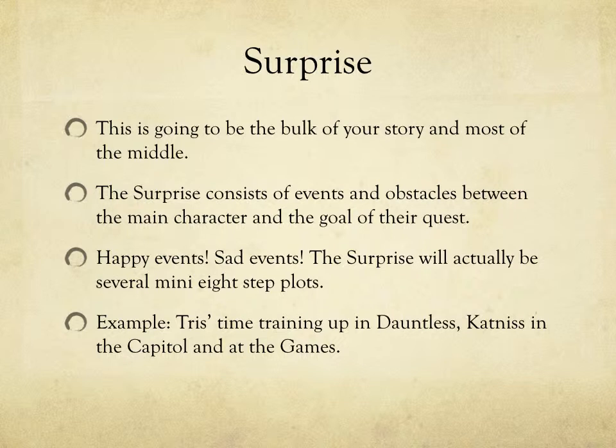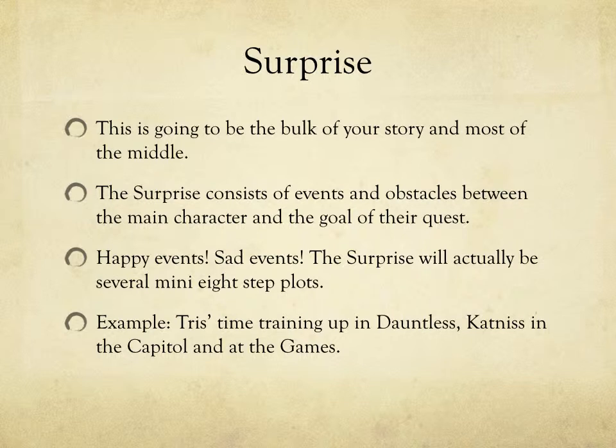An example of the surprise is Tris in her time in Dauntless, up until the final battle, and Katniss in the Capitol, and then at the games. This is really the events of your story, and these should be high stakes. As you go through the story, the surprise should become harder, and each event within the surprise should have higher stakes and more dire consequences.